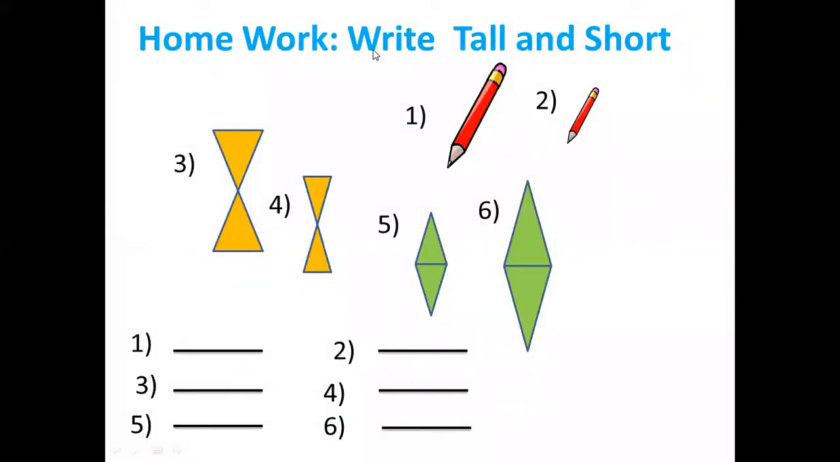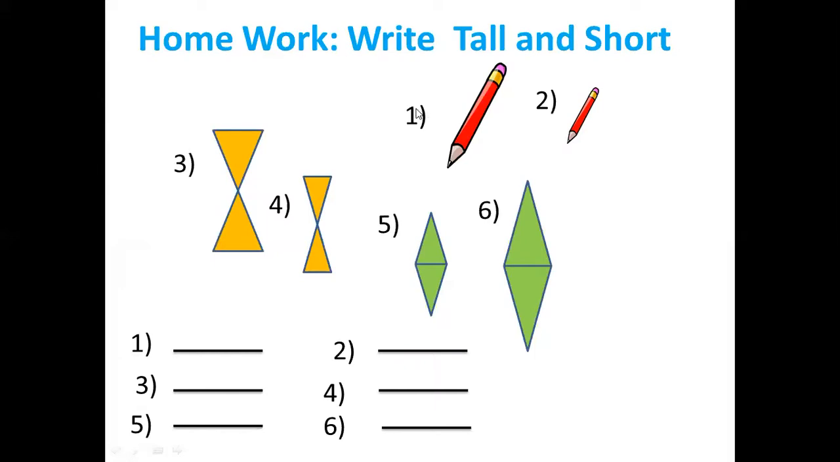Now there is a little work for you people. What you will do? You write tall or short. There are some pictures: 1, 2, 3, 4, 5, 6. If it is easy to draw, then draw and write under the picture which one is taller and which one is shorter. But if it is difficult to draw the object, then simply write 1, 2, 3, 4, 5, 6 in your copy.